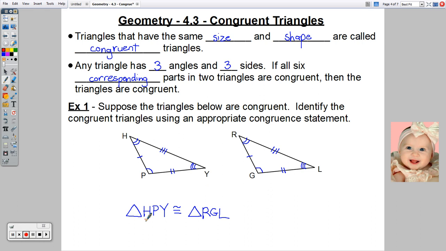So to remind us of this, use a different color for this if you have one. This one matches with this one. P, I'll put 2 underlines under that, matches with G. And finally Y matches with L. And that corresponds with what we have up here. And so I can box this in now. That's my final answer. This is my congruence statement. So I'll write that off to the side over here. This is a congruence statement.